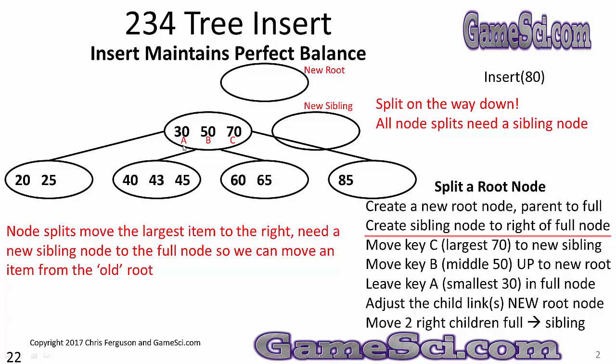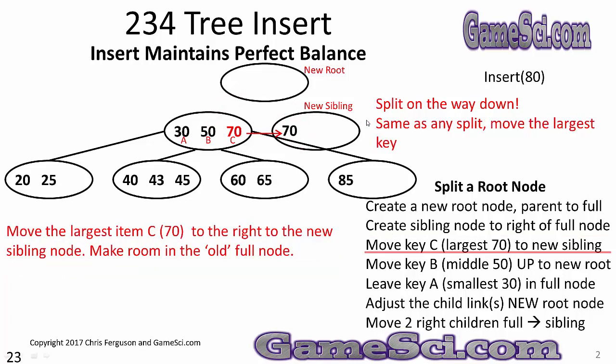Remember our algorithm from before? A is the smallest key, B is the middle key, and C is the largest key. C needs to move over here, and B needs to be promoted. Splitting on the way down. Same as any split, we got to move the largest key. Move key C, the largest, 70, to the new sibling. See why that's red? Because we're moving 70 from the old full root to the new sibling. Move the largest item C, 70, to the right to the new sibling node. Make room in the old full node.